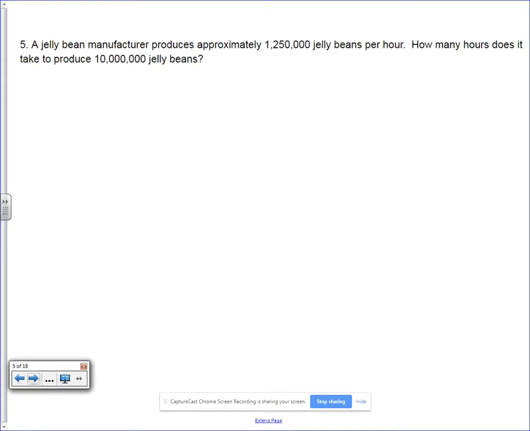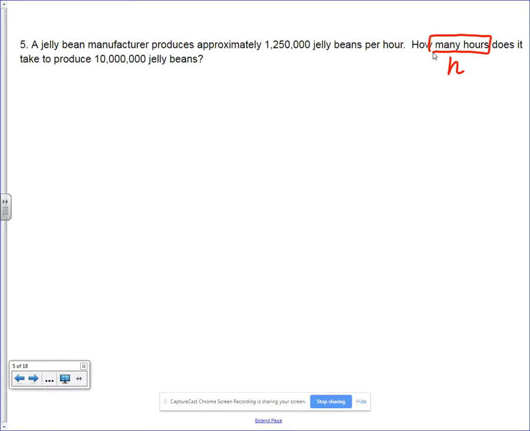A jelly bean manufacturer produces approximately 1,250,000 jelly beans per hour. How many hours does it take to produce 10,000 jelly beans? My unknown is how many hours, and I'm going to use H. And this is very similar to that last NASCAR problem we just had.